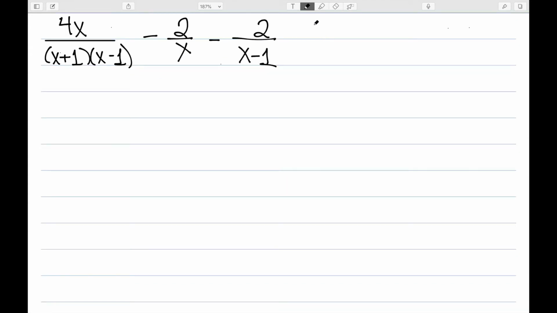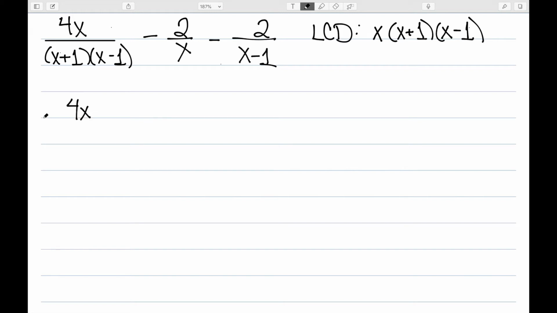For my last example on subtraction, I'm going to do a double subtraction. 4x over x plus 1, x minus 1, minus 2 over x, minus 2 over x minus 1. The first fraction has an x plus 1 and an x minus 1 on the bottom. So we write those down for my least common denominator. The second one has an x, so we'll include that. The third one has an x minus 1, which we already have.